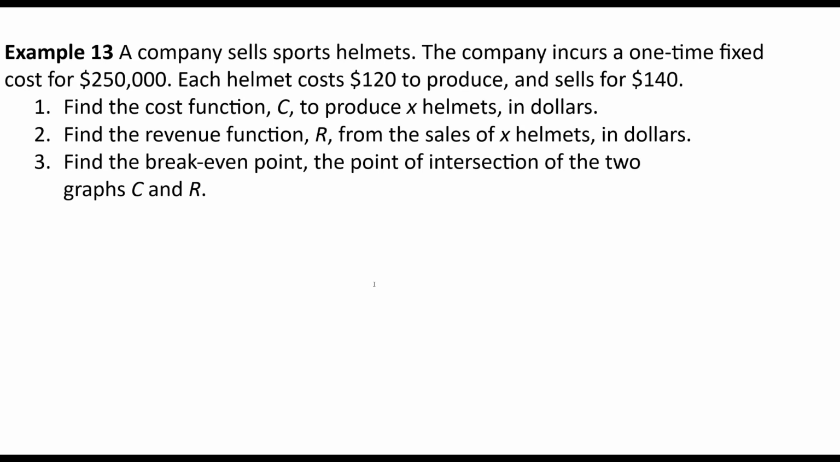A company sells sports helmets. The company incurs a one-time fixed cost of $250,000. Each helmet costs $120 to produce, and they sell for $140. So find the cost function. For our first one, I should have said A, B, C instead of 1, 2, 3, but whatever. C of x is going to be 120x plus the $250,000 to start up. It's $120 per helmet.